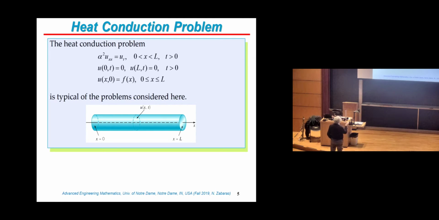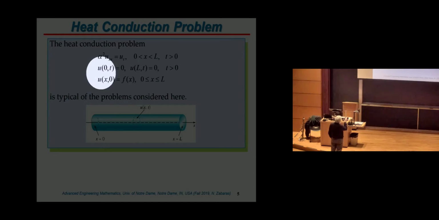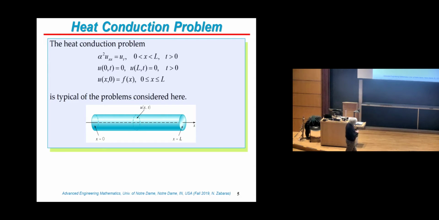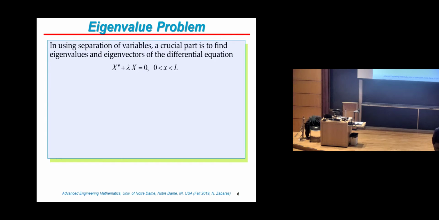So our reference problem is really a heat conduction problem. And I remind you here what the heat conduction reference problem was. A squared was the diffusivity, U is the temperature, UXX equal to UT. We had some homogeneous boundary conditions at x equals 0 and x equals L. And then we had some initial condition f of x. All right, so this will be our reference problem that we would like to generalize.